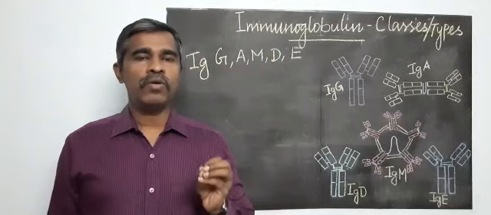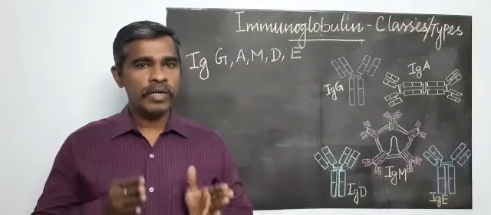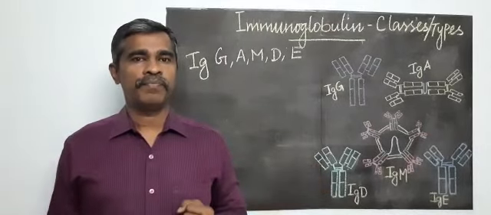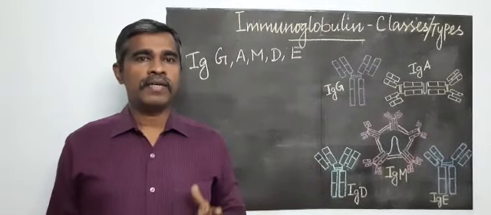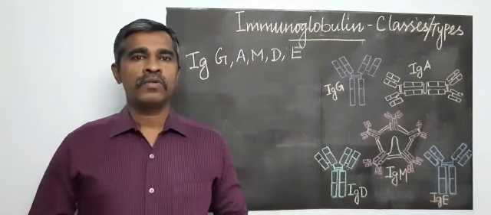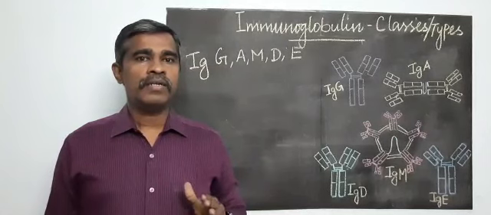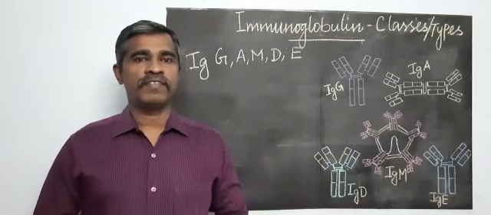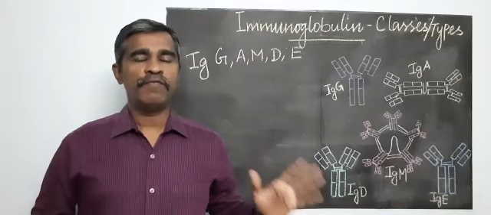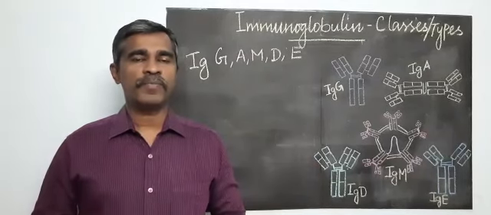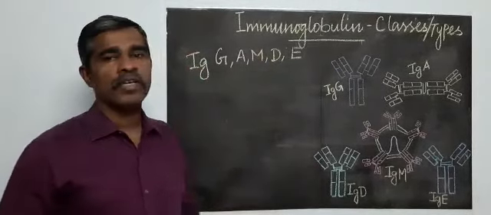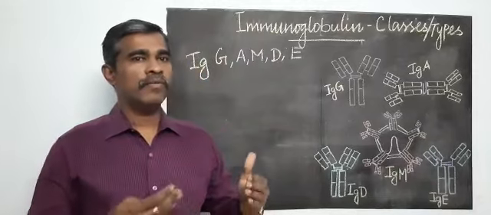These immunoglobulins not only differ in their structure, they also differ in their function. We all know that immunoglobulins are also called antibodies. These antibody producing cells are called plasma cells. Plasma cells are antibody producing B lymphocytes, and they synthesize these different types of immunoglobulins. Now let's see one by one.